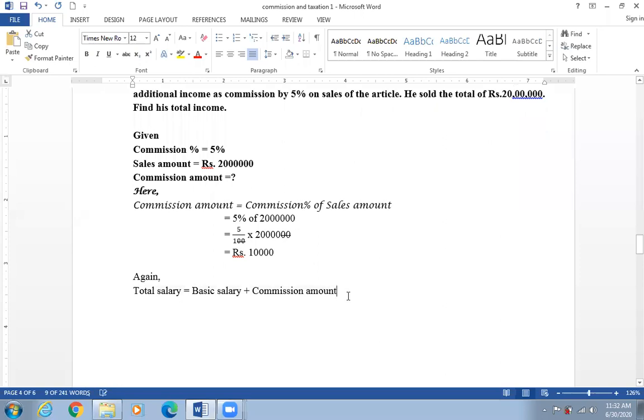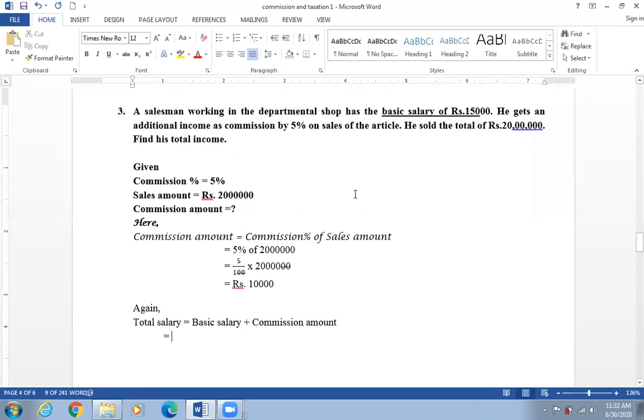So again, total salary will be equal to basic salary. What is the basic salary? It was 15,000 rupees. Okay. Plus, what is the commission amount he has got?